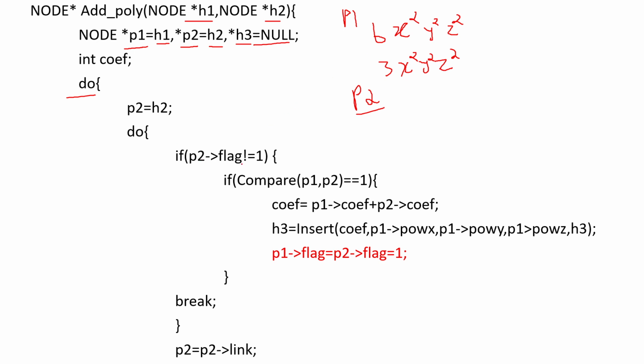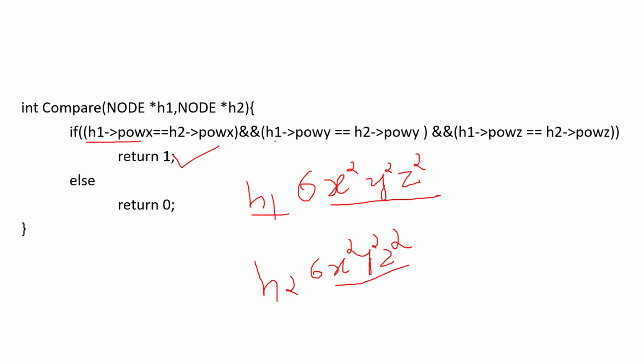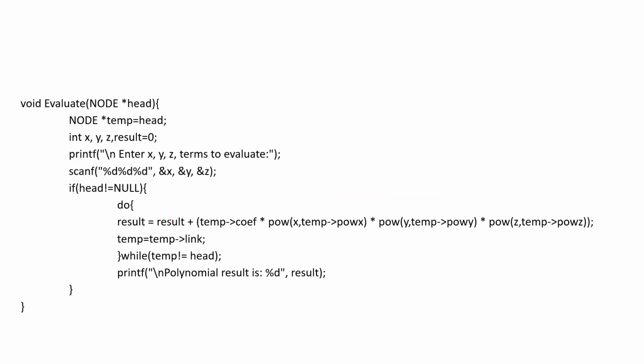If P1 flag is not equal to 1 or P2 flag is not equal to 1, here a flag term is there that is 0 initially. That means we have not visited this particular node. If not equal to 1, that means if 0 only, start adding them. You can add only if the comparison result is 1. So I have to compare by sending the polynomial 1 and polynomial 2 terms to the compare function as we have seen earlier. It returns 1 if all the exponents are same, otherwise 0. That we are going to make use of here.